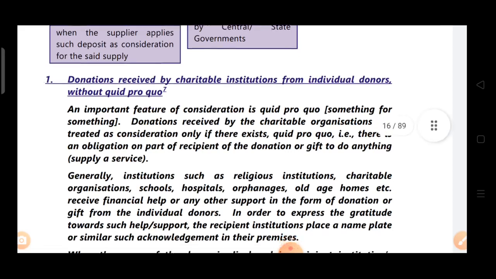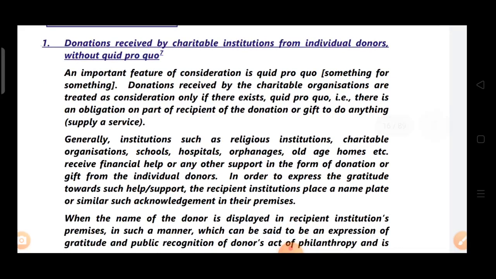Now generally institutions such as religious institutions, charitable institutions, schools, hospitals, orphanages, old age homes, etc. receive financial help or any other support in the form of donation or gift from individual donors. In order to express their gratitude towards such help or support, the recipient institutions place a nameplate or similar acknowledgement in their premises. They place a nameplate of that person saying this person has donated this much amount, just to express their gratitude.